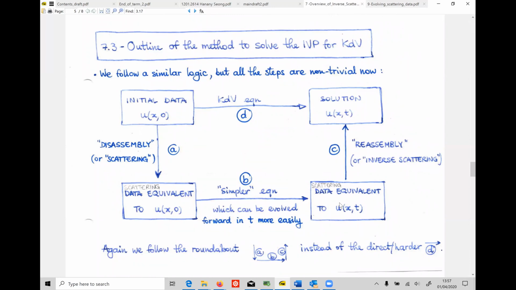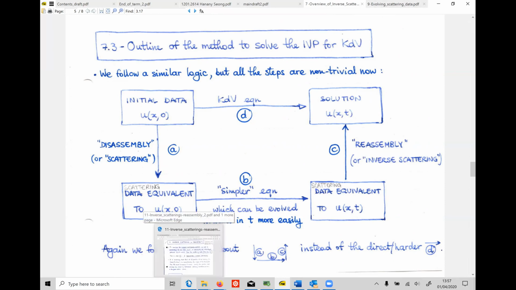So now we have scattering data at a later time, t, and what we would like to do next, and that's what I will try to explain today, although rather briefly, is how to reassemble the scattering data at any given time, in particular at time t, back into the potential of the Schrödinger problem, or equivalently, the KdV field at time t. So we call this reassembly or inverse scattering.